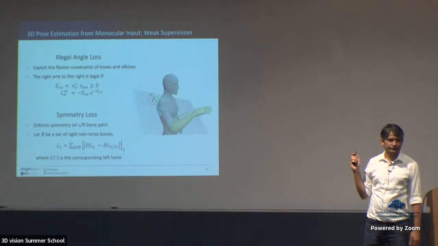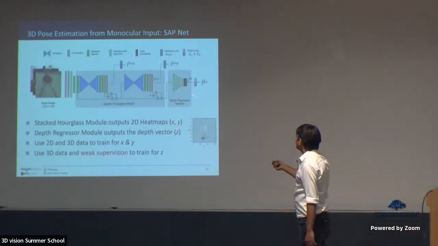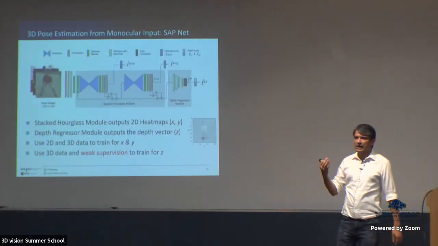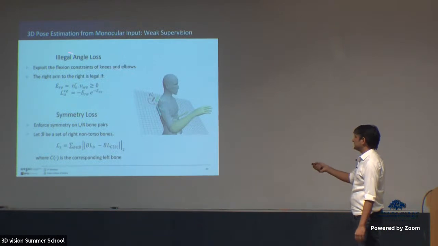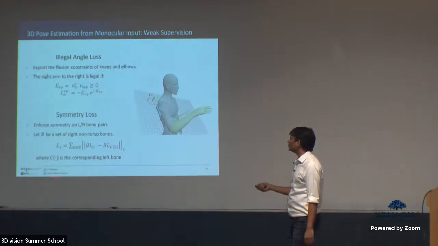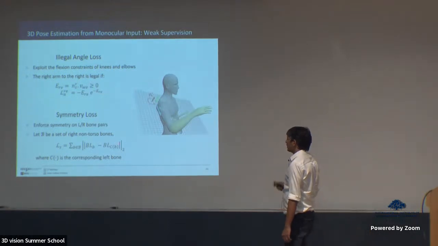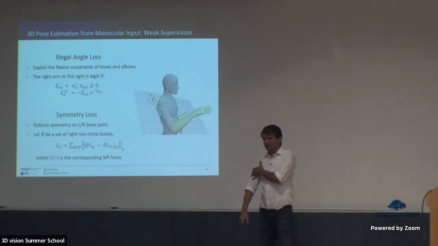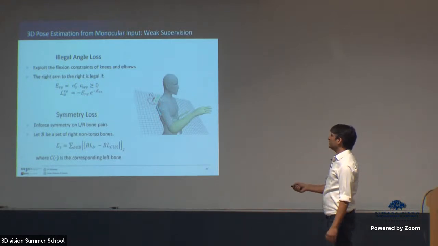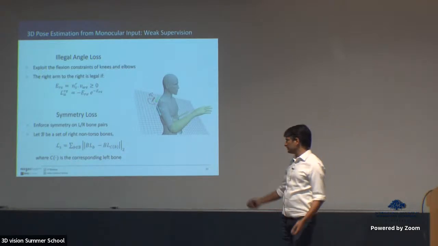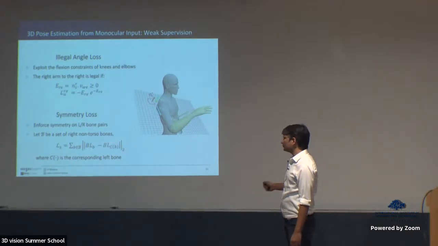So does this make sense? All we are saying is we don't know the correct value for this, but can we still backpropagate some signal? Can we still have some loss? And one such loss was this illegal angle loss, and this is how we coined that loss. Similarly, this is a simpler loss to understand. The symmetry loss. Here all we say is that for symmetric body parts, we know that usually, say, the left upper arm and the right upper arm lengths should be the same. So we say that for the non-torso bones, the difference between the bone lengths should be minimized, right? So the sum of the differences of bone lengths is also minimized.